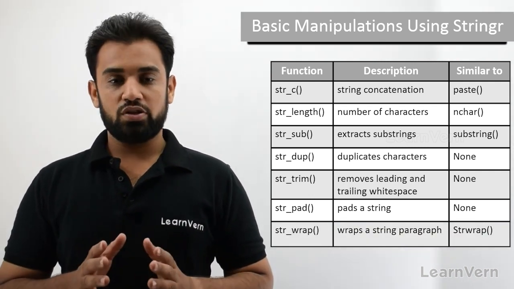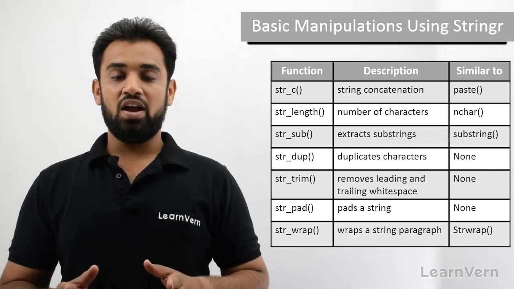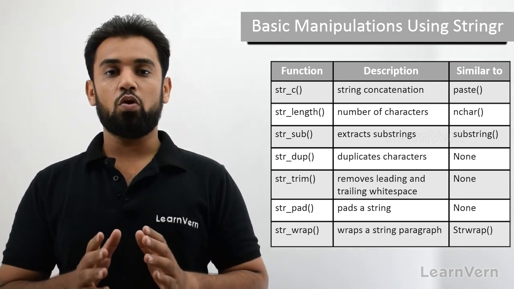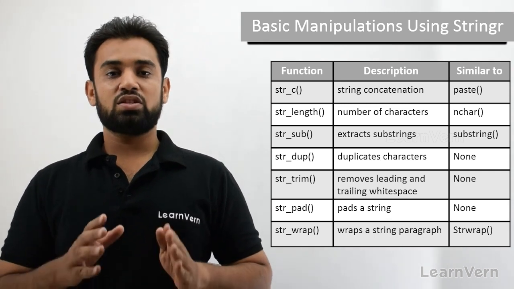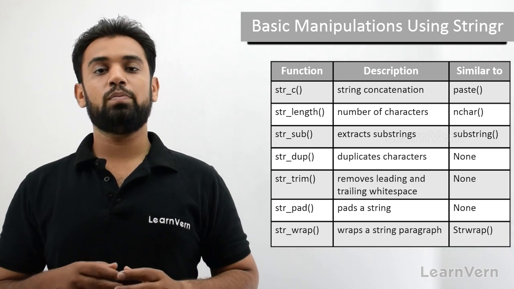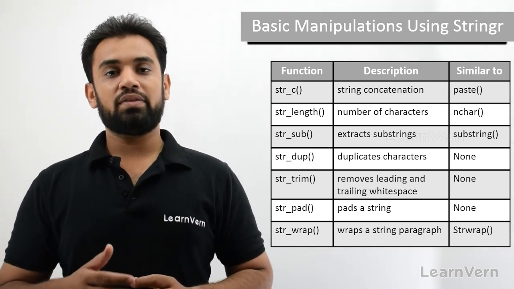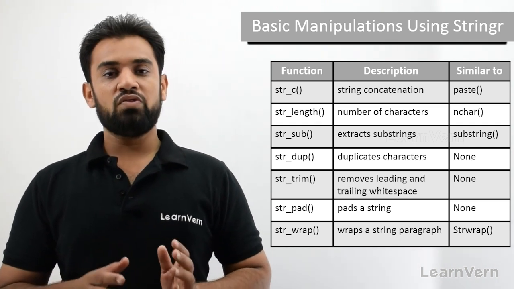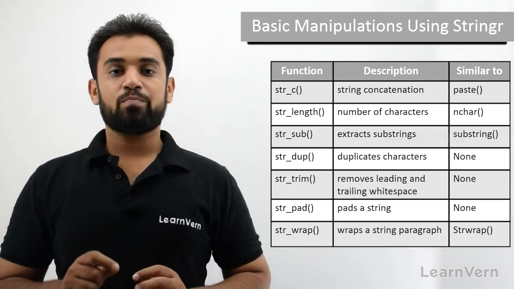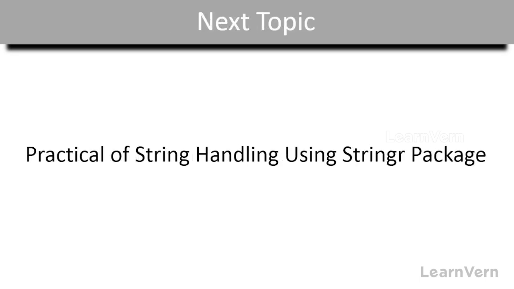The last function is str_wrap. So what is this function used for? If you have a long character string or in the form of a paragraph, and if you want to indent them, if you want to convert them into several lines, str_wrap is the function you look for. So these are some of the functions we will be looking at in the stringr package. Some we have already covered initially, but they were in the base package, and some which are available exclusively in this package. So this was all about the theory part of the stringr package, and now we are going to see the practicals of string handling using the stringr package.